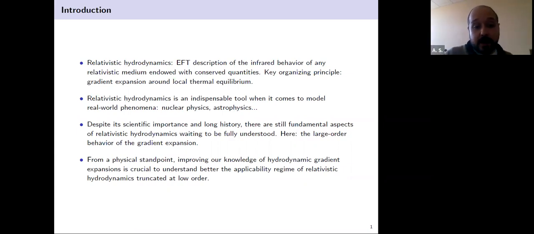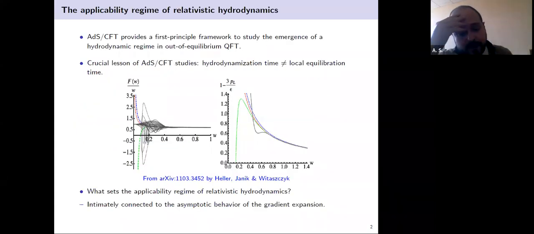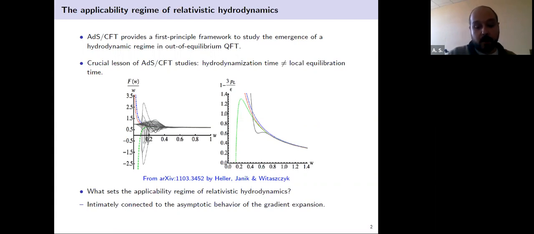Now, from a physical standpoint, improving our knowledge of the gradient expansion in relativistic hydrodynamics is crucial in order to understand better what is the applicability regime of relativistic hydrodynamics when you truncate it at low order, keeping only the first few terms in this gradient expansion, okay? And now, we all appreciate the fact that AdS/CFT has provided us with a first principle framework in which we can study the out of equilibrium dynamics of strongly coupled quantum fields. And therefore, AdS/CFT offers an invaluable tool to analyze how these out of equilibrium strongly coupled quantum fields evolve until reaching a regime well described by relativistic hydrodynamics.